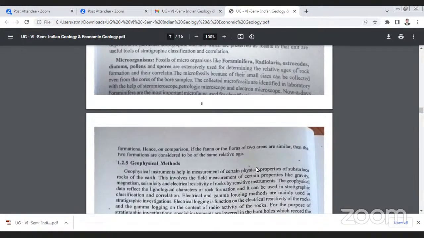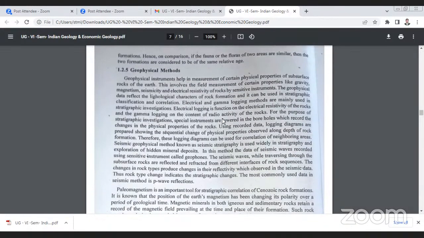The collected microfossils are identified in the laboratory with the help of a stereo microscope, a spectro microscope and an electron microscope. Nowadays the foraminifera, the foramins, play a very important role in classification studies. There are also some methods to find out relative ages.